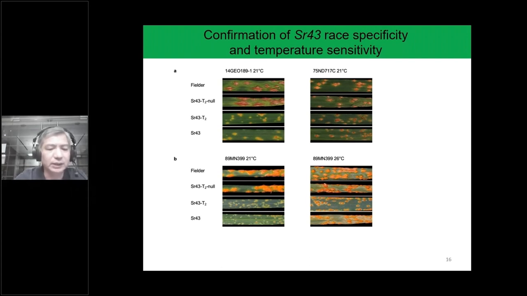And figure B indicates the temperature sensitivity. The SR43 transgenic and the SR43 introgression line are resistant to isolate 89MN399 at 21 Celsius, but they are susceptible at 26 Celsius. So this indicates the SR43 transgenic has the same temperature sensitivity as the SR43 introgression line. So the race specificity and the temperature sensitivity of the SR43 transgenic and the SR43 introgression line confirm that we have cloned SR43.